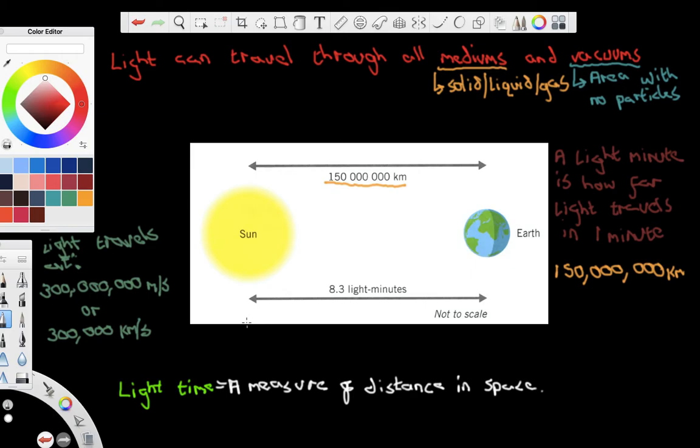Okay? That's a very difficult concept. That's very, very difficult. If you don't understand that, it's not the end of the world. However, just try your best with it. So just to clarify, it's travelled 8.3 light minutes, which is 150 million kilometres. If we wanted to work out what 1 light minute is, we could do 150 million divided by 8.3, which would give us like 18 million roughly. Therefore, 1 light minute would be 18 million kilometres.